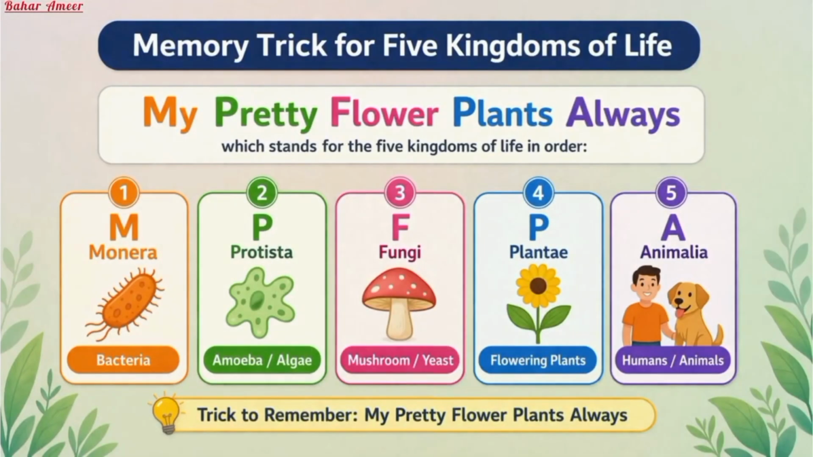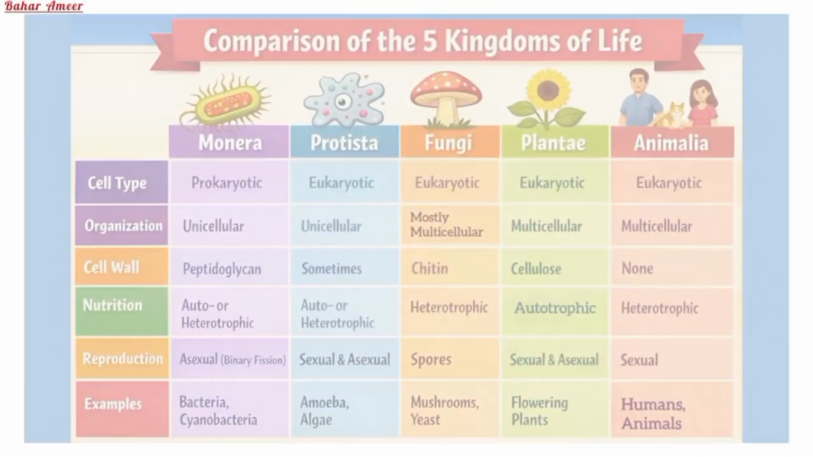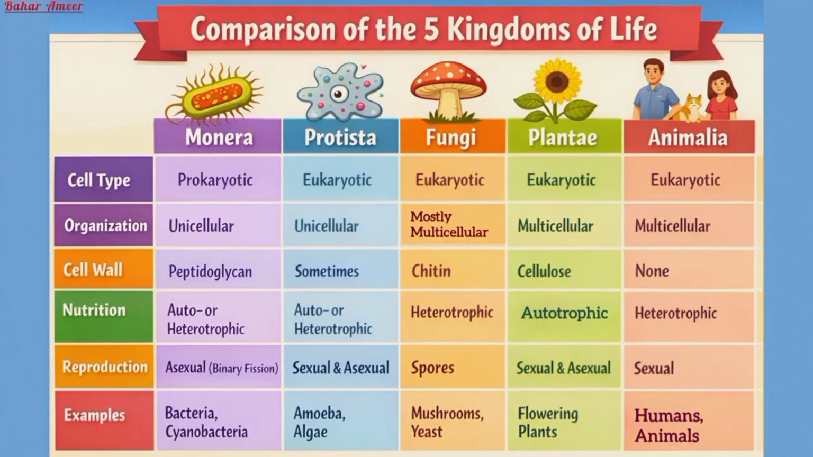Now, here is a tip for a quick recap with a memory trick. "My pretty flower plants always," which means Kingdom Monera, Protista, fungi, plants, and animals. For easy learning. Now let's quickly compare the five kingdoms of life using this table.